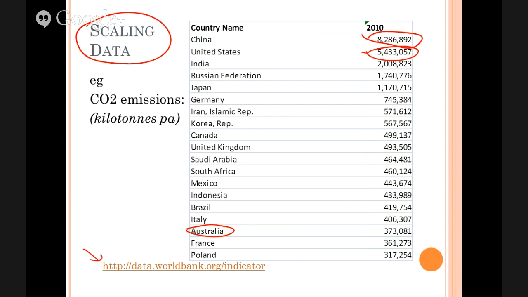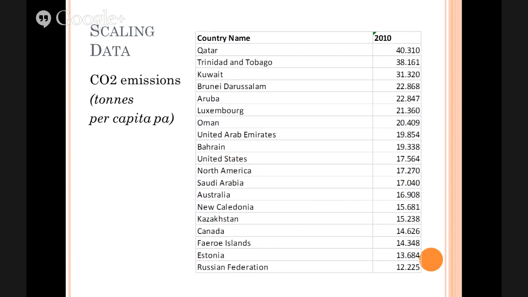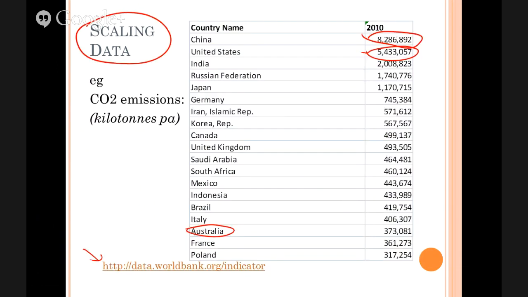5 times the population of the United States or thereabouts. So of course then we can expect that they have more emissions. But really, to make a fair comparison here, what we need to do is not look at emissions in total, but look at emissions per person.